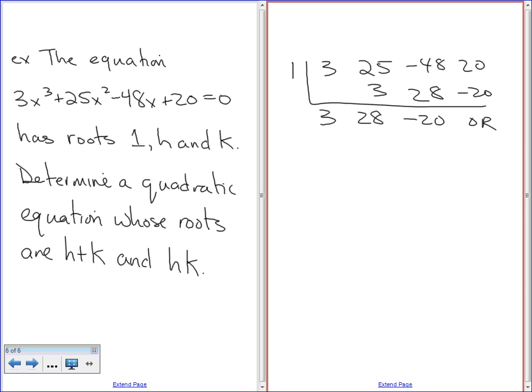So I took this equation and divided it using 1. If I used 1 as my a value, what was I dividing by? Yep, right, x minus 1. And I'm left with my quotient. I factor this. You look for two numbers that multiply to give you negative 60 and add to give 28. So it's a hard type trinomial. You factor it.